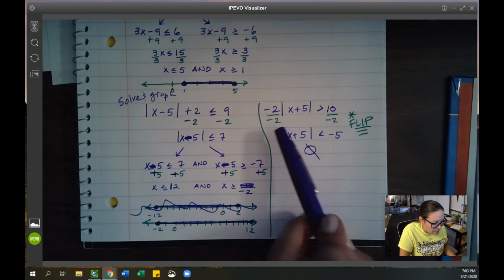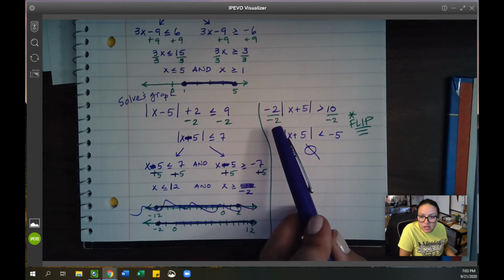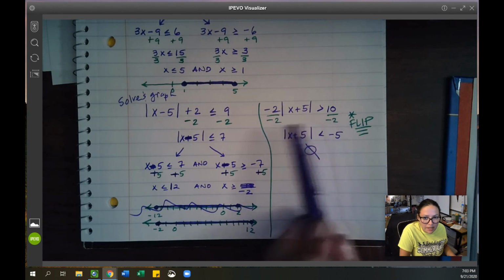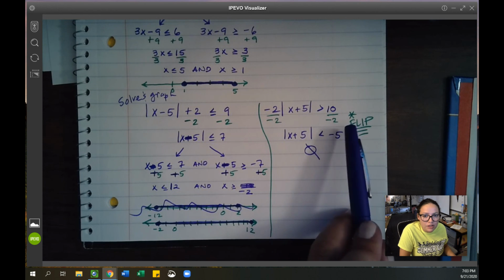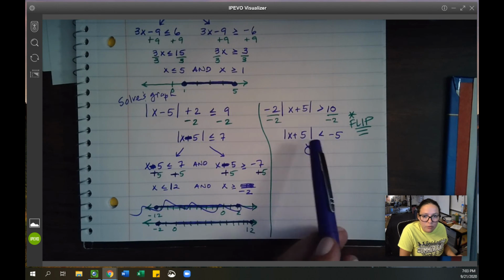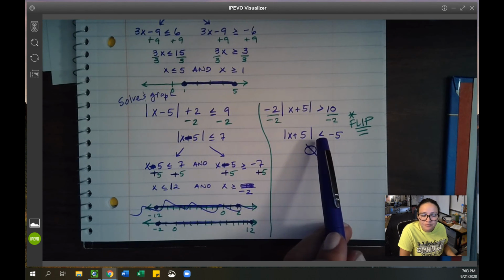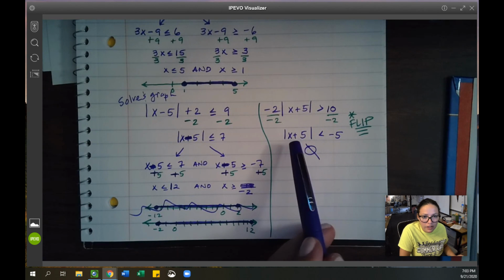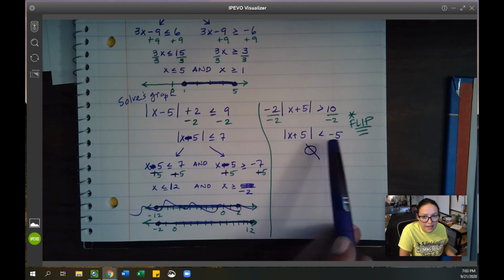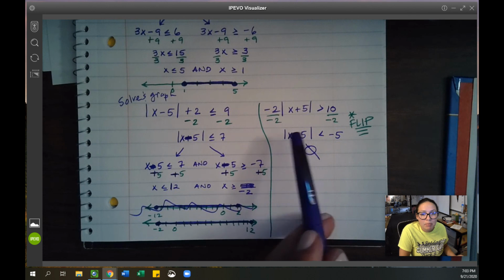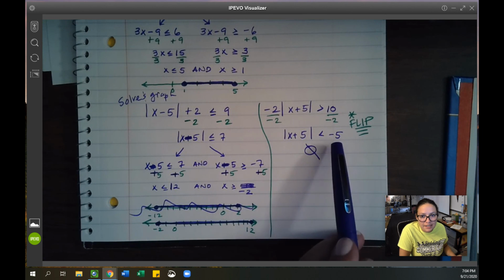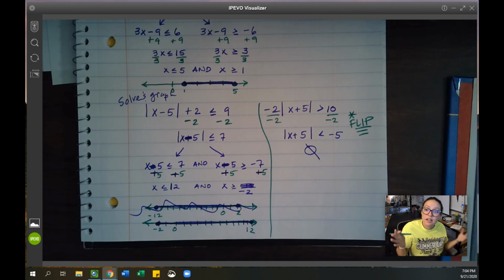This one, same thing. I'm going to get rid of the stuff on the outside of the absolute value. So we're going to divide both sides by negative 2. Since we're dividing an inequality by a negative, we flip the sign. And I'm left with absolute value of x plus 5 is less than negative 5. It's impossible for an absolute value to be less than negative 5, which means there is no solution.